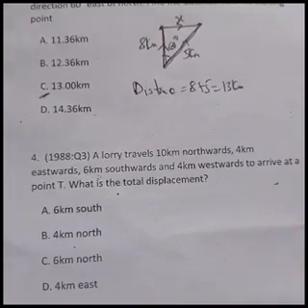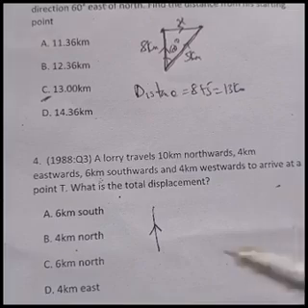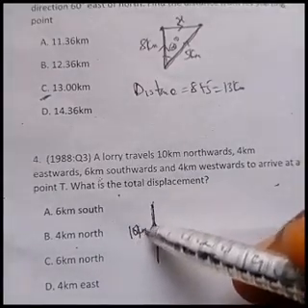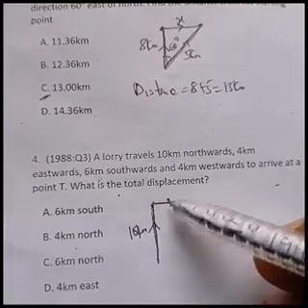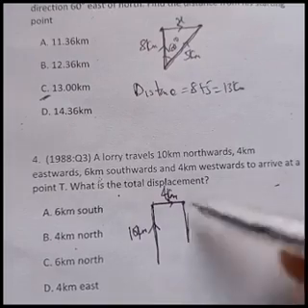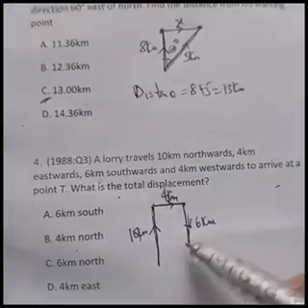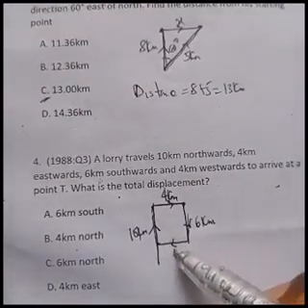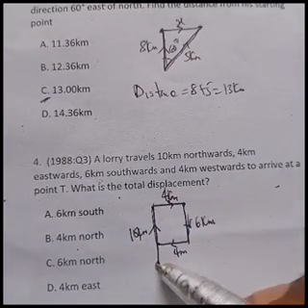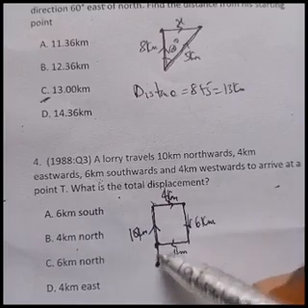A lorry travels 10 kilometers northward, then 4 kilometers due east. So this is 10 kilometers north, 10 km. Then 4 kilometers due east, this is due east. Then when you get here, 6 kilometers eastward, and 4 kilometers westward. So what is the total displacement? The body starts from here, moves here like this, like this, like this, and ends up here. So this is the displacement.